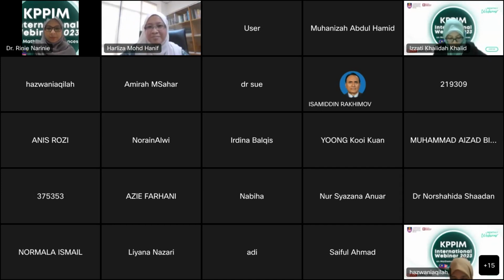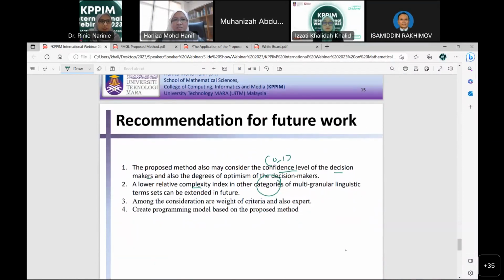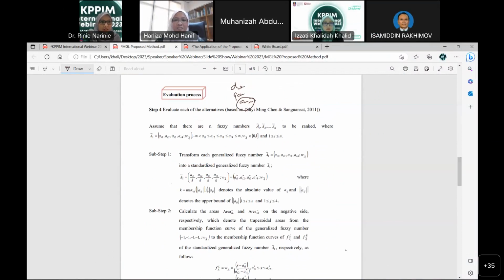Okay, anyone else? By the way, Dr. Harliza, I think I have one question. Can you go back to your step 4? In step 4, you are saying that there are many methods that can be used, right? The evaluation process, is it, Doctor? Yes. Okay. If you were to select one method, what kind of criteria do you look at for that specific method, and why was that method chosen rather than other methods?